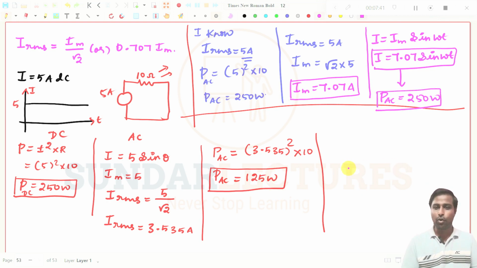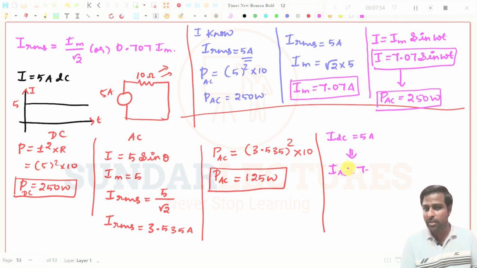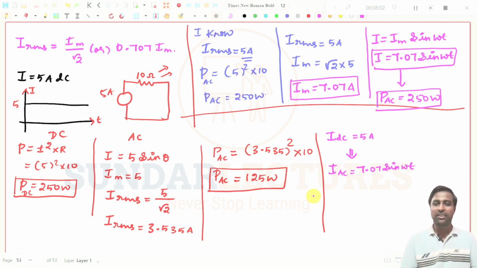Try to understand. So IDC equal to 5 amperes will be equivalent to, in AC, IAC equal to 7.07 sine omega t. This is why you need to understand what the RMS value is. With a simple example, we have understood what the RMS value is in an AC quantity.